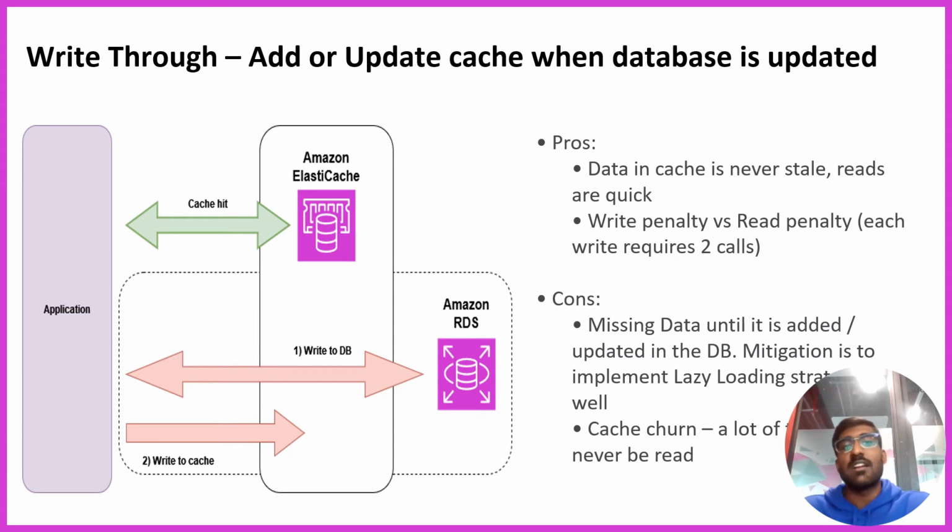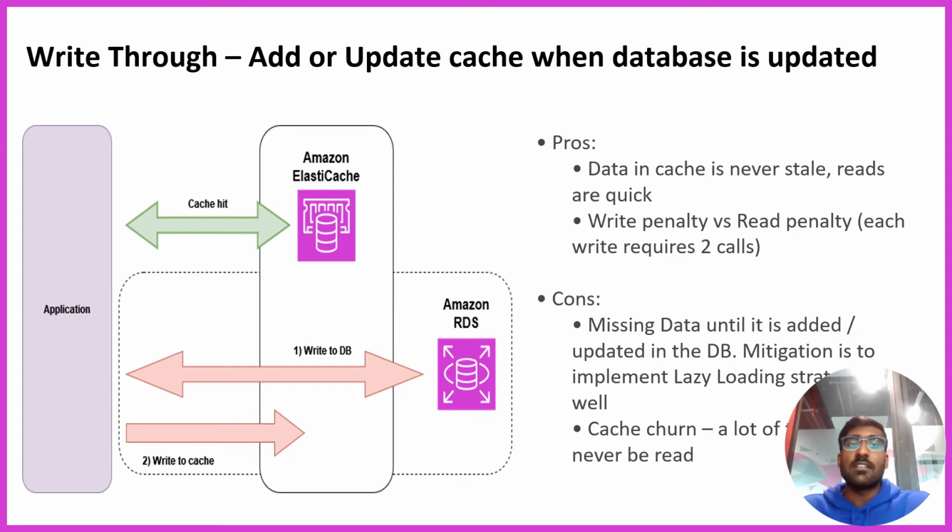So before, when we had a cache miss, we had to do 3 network calls in total, and that was a read penalty. But now when we write to the database, we have a write penalty. Each write now requires 2 calls, one to the database and one to the cache. And from the user perspective, a user expects a write to take longer than a read. For example, if you are on social media and you post something, you expect the post to take maybe 2 seconds. But if you fetch a profile, you expect it to take a split second.